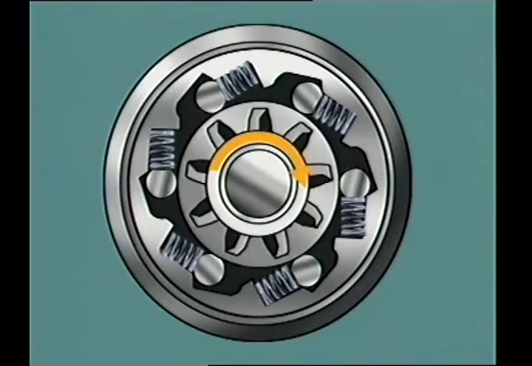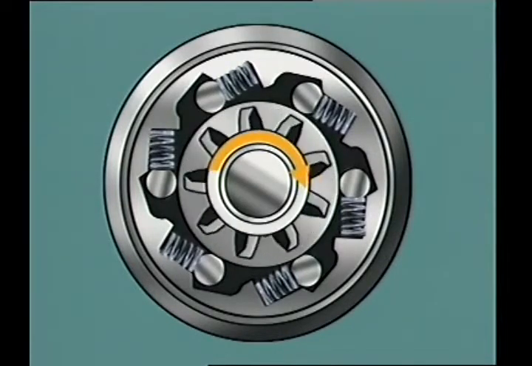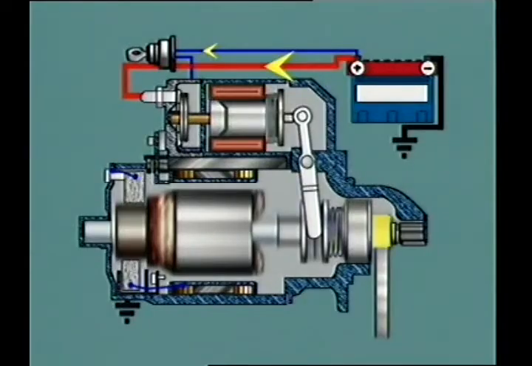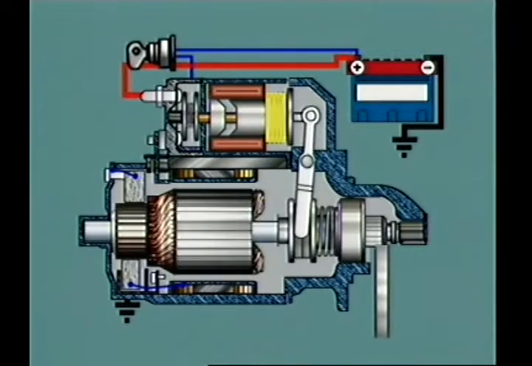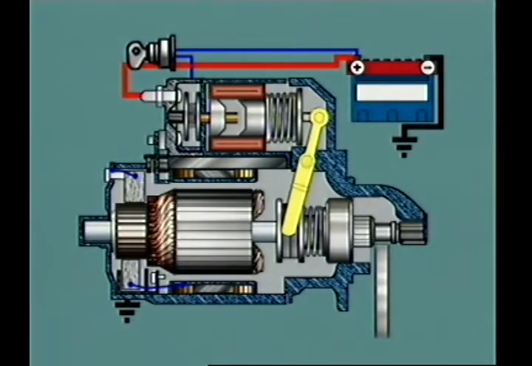As soon as the engine starts, its rotational speed will eventually exceed the speed of the armature. At this instant, the overrunning clutch breaks the connection between the pinion and the armature shaft and prevents overspeeding and damage of the armature. The pinion remains meshed as long as the engaging lever is held in the engaged position. Releasing the starter switch allows the solenoid plunger return spring to return the engaging lever, driver and pinion to their original position.